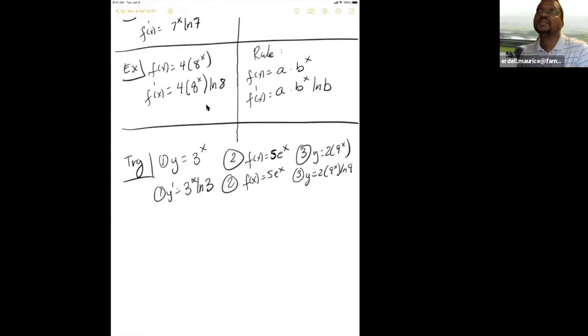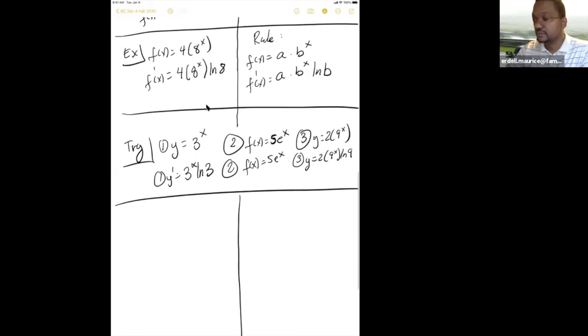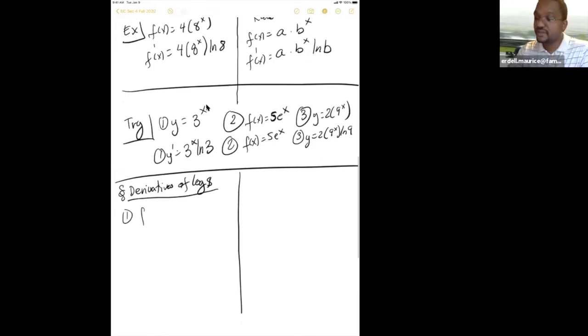All right, so let's switch gears then. Let's look at derivatives of logs. So if I have a function f of x is equal to ln of x, let's make it 3 times ln of x, like so, then the derivative f prime of x is a fraction. The derivative is 3 over x. That's the derivative of your ln of x function right here.